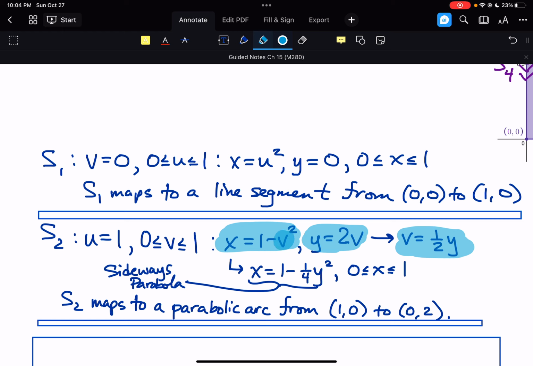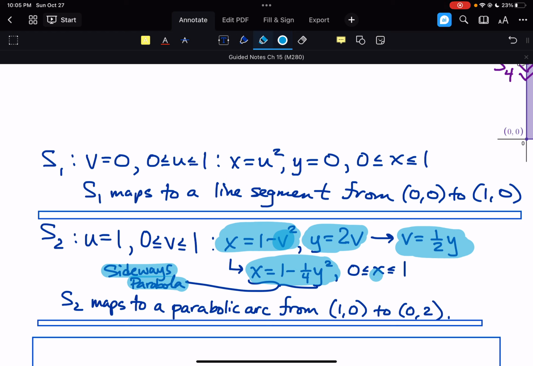Substitute that back into here to get this equation. So we get x equals 1 minus 1/4 of y squared, which as you can see, is a sideways opening parabola, right? Because x is single power, y is the square, with x going from 0 to 1. So S2 maps a parabolic arc from (1, 0) to (0, 2), right?